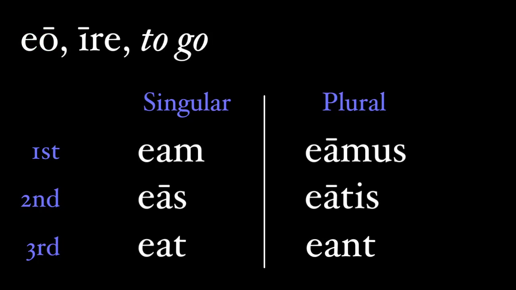Eam, eas, eat, not "eat," by the way. I've heard that way too many times. It's eat. Eamus, eatis, eant. You see present subjunctives used as main clause subjunctives like the jussive all the time.